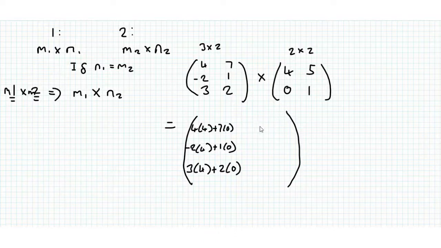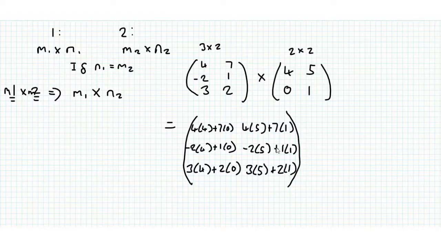So now we're back to row 1, but this is column 2, so we're looking at the first row here and the second column of this one. So it's 4 times 5 plus 7 times 1, and you just work through it formulaically like this, and here we have second row, second column, minus 2 times 5 plus 1 times 1. And now finally, we're at the third row, and we're still in the second column, so 3 times 5 plus 2 times 1.